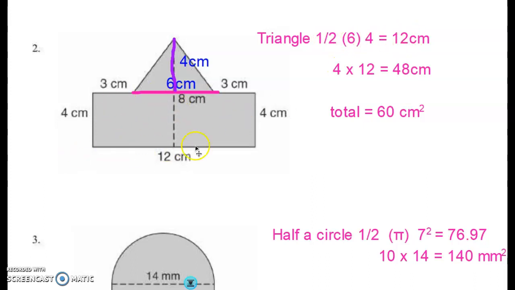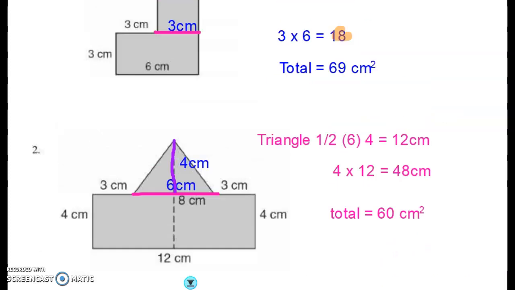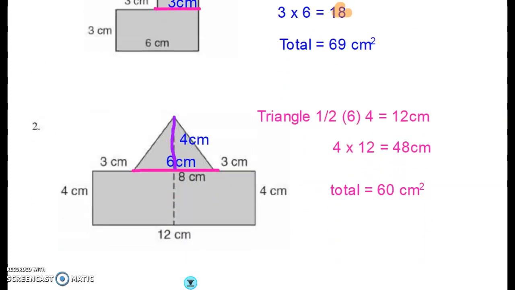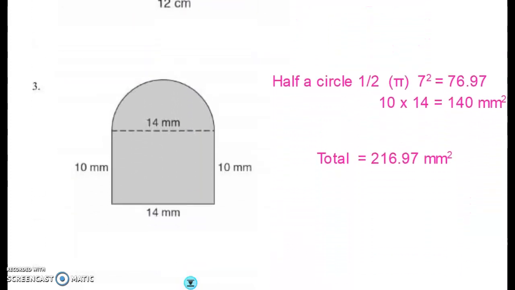And look at this down here. This is a 4 by 12 rectangle. 4 by 12 is 48. Add these up, you get 60. 60 centimeters squared. And remember, area is always in square units.